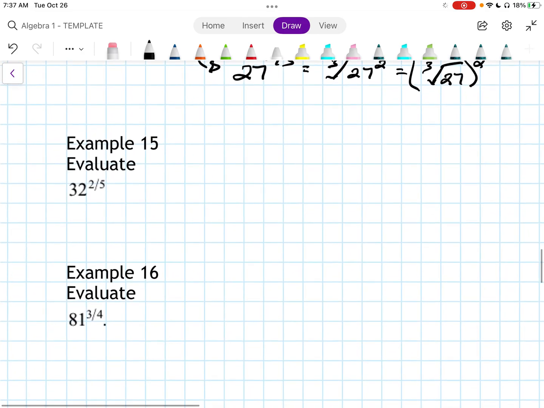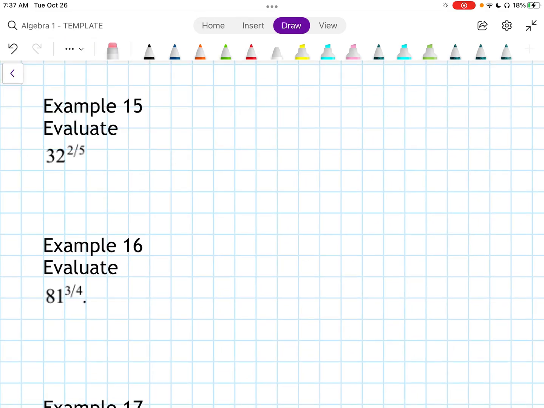All right, example 15. Well, we don't need more space. The 32 to the 2 over 5. Well, that's going to be the fifth root of 32, and I'm going to put the squared on the outside of it. As you do these problems more often, you'll end up seeing where you want that square to be. The fifth root of 32 is 2, and then we have squared, right? So this whole piece turned into 2, and then I just carried the exponent out. 2 squared is 4.